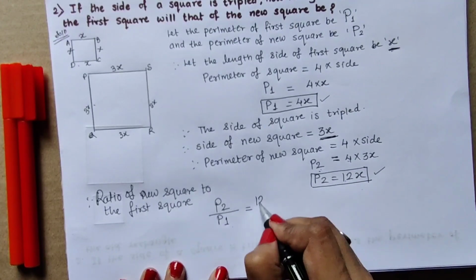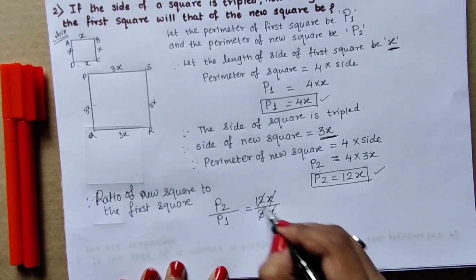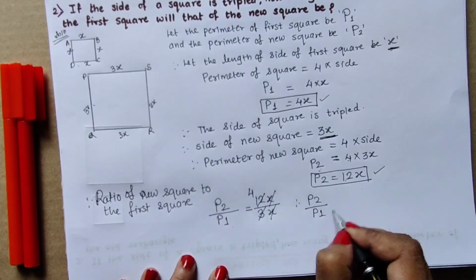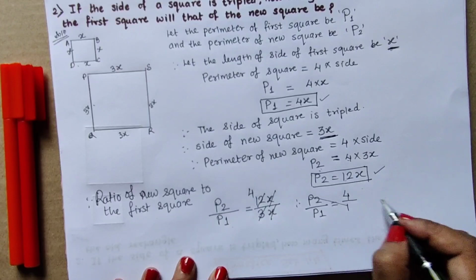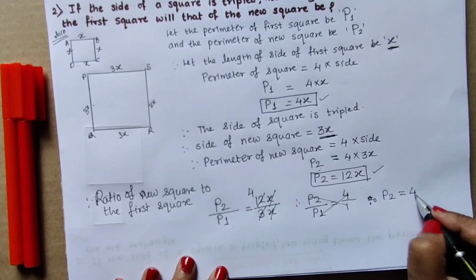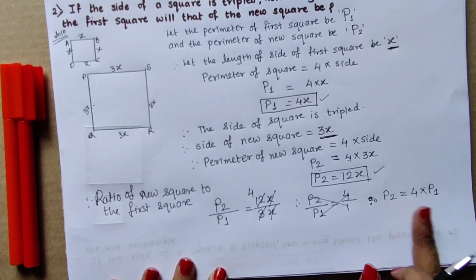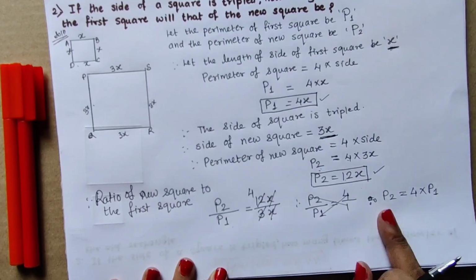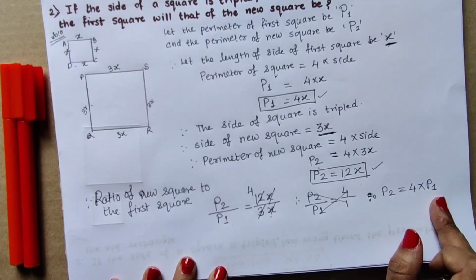P2 we have got 12x, P1 we have got 4x, x cancel, 4 1s are 4, 4 3s are 12. So we have got P2 upon P1 is equal to 3 upon 1. Nothing is there means 1. Now cross multiply. Therefore P2 is equal to 3 into P1. That means what? Perimeter of new square is equal to 3 times of perimeter of first square.